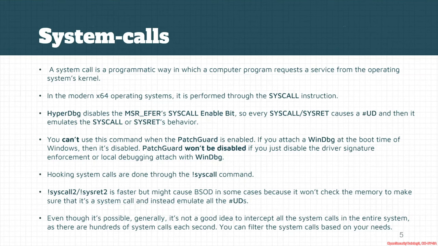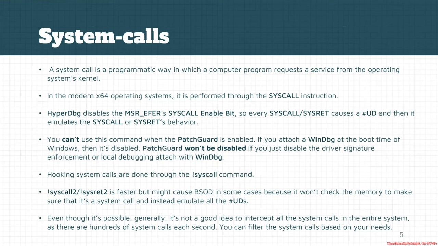A limitation for this event is that you cannot use it whenever PatchGuard is enabled. If you want to disable PatchGuard, you have to attach WinDbg at boot time on Windows, so PatchGuard is disabled. The thing about PatchGuard is that it won't be disabled if you just disable driver signature enforcement or just enable local debugging by using WinDbg. You have to attach WinDbg at the very first step when the system tries to boot.